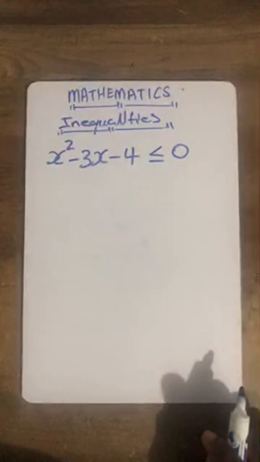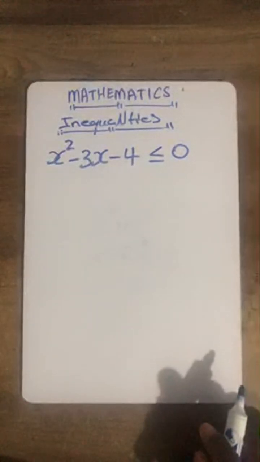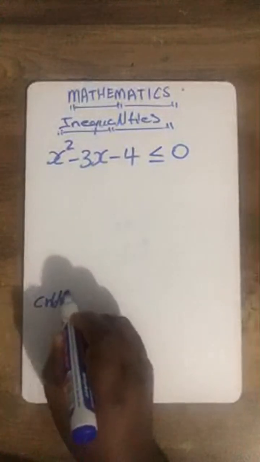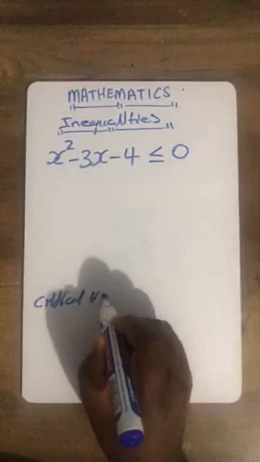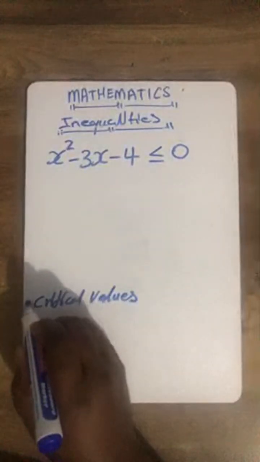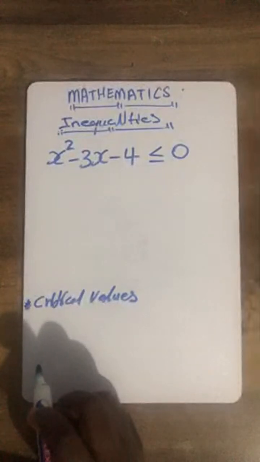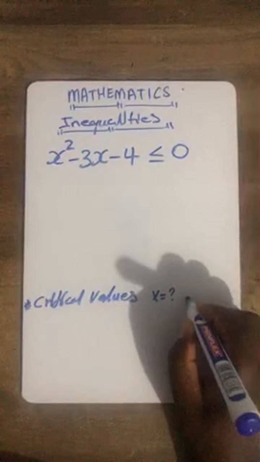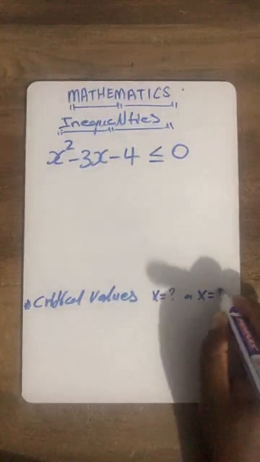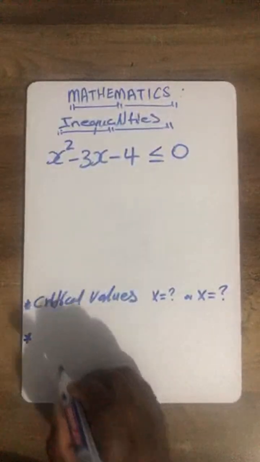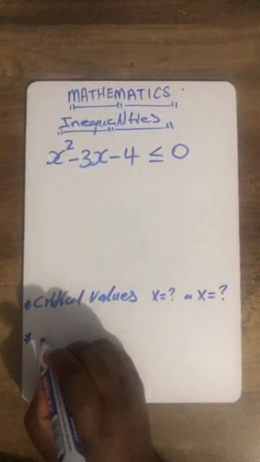So that means from your side, what I will need as the final answer is the critical values. So when it comes to the critical values, that means you will say x is equals to whatever, or x is equals to whatever. And then lastly, you represent it as an inequality.